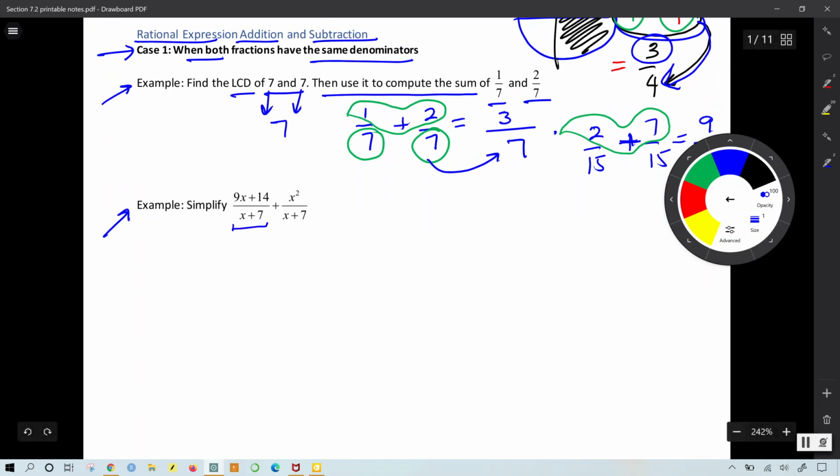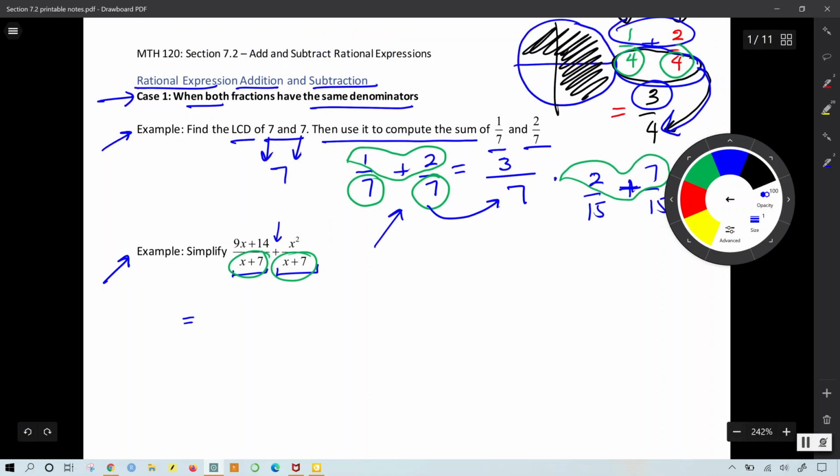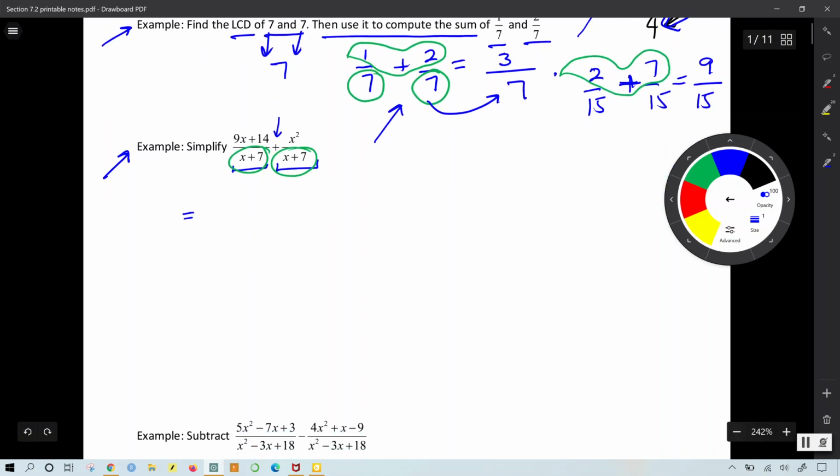This is a rational fraction, and this is another rational fraction. We would like to add them together. What immediately strikes us is that both rational fractions have the same denominator. And so, following the idea that we learned in these examples, we can readily say that the denominator for this answer will have the same least common denominator of x plus 7, which will be coming on the bottom here.